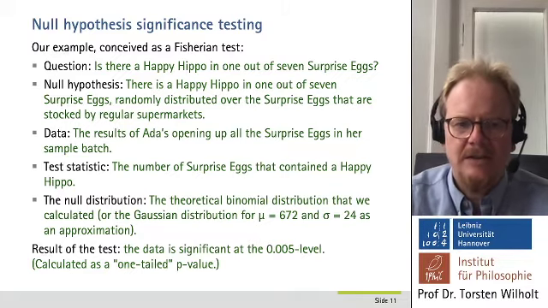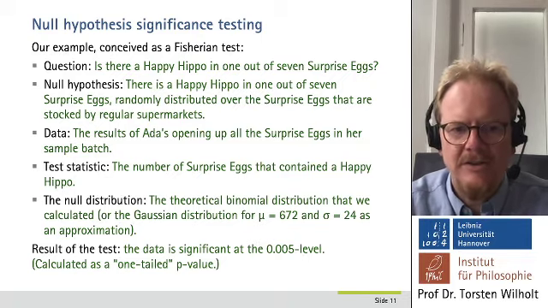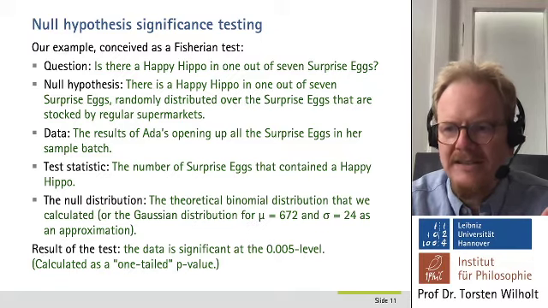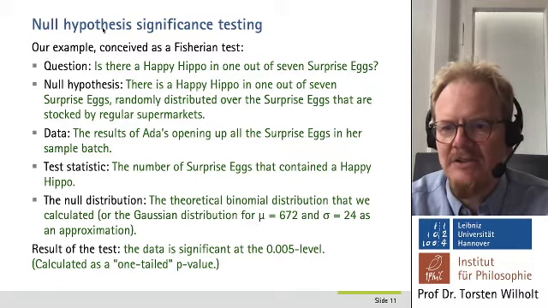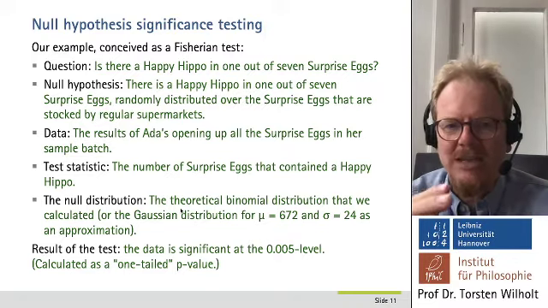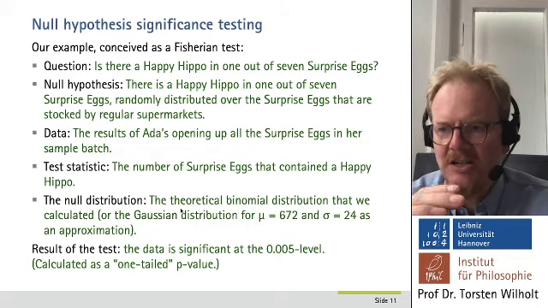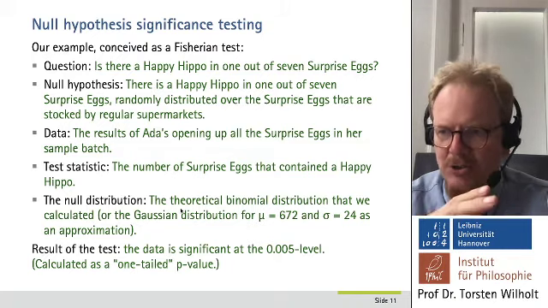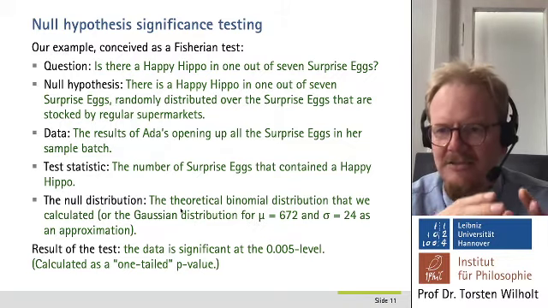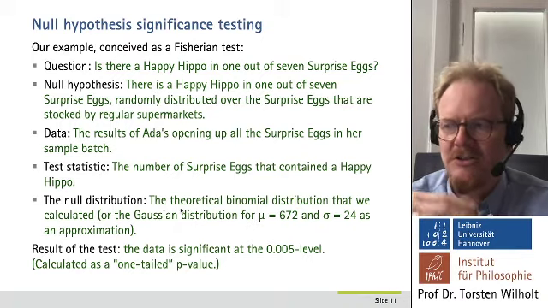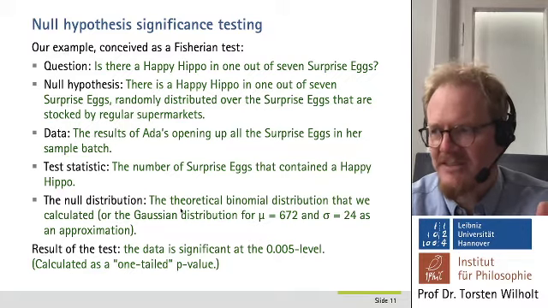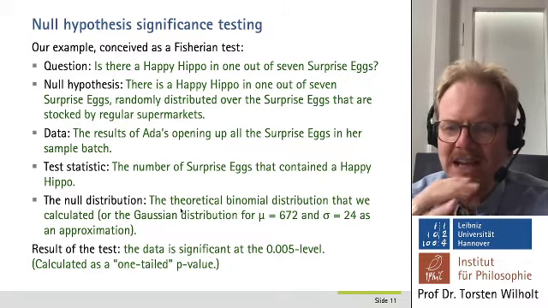So, again on the null distribution, note that this means that you always need some kind of theoretical model for your problem, and that the null hypothesis needs to be a hypothesis of probabilistic nature such that a probability distribution can be derived from it. For null hypothesis significance testing, you need to be able to make a theoretical prediction of the distribution of possible results.